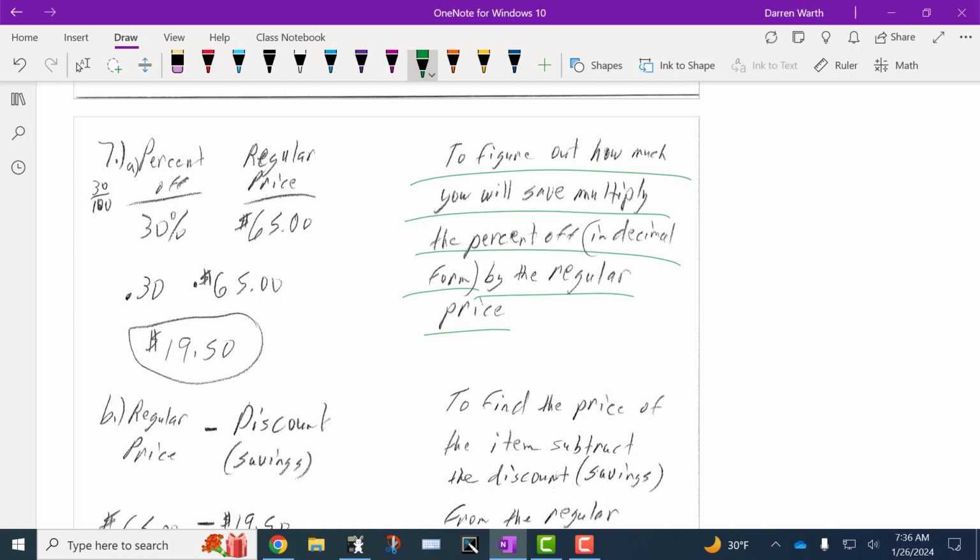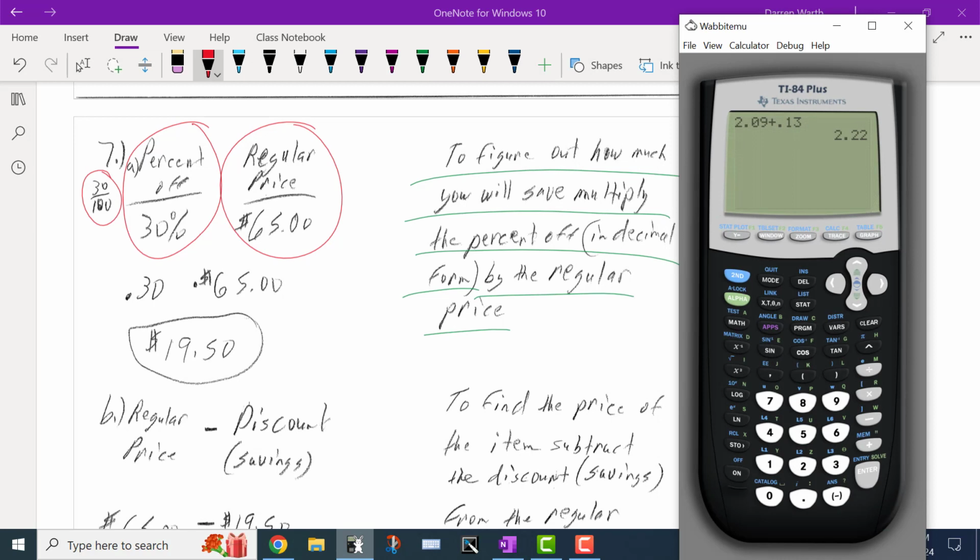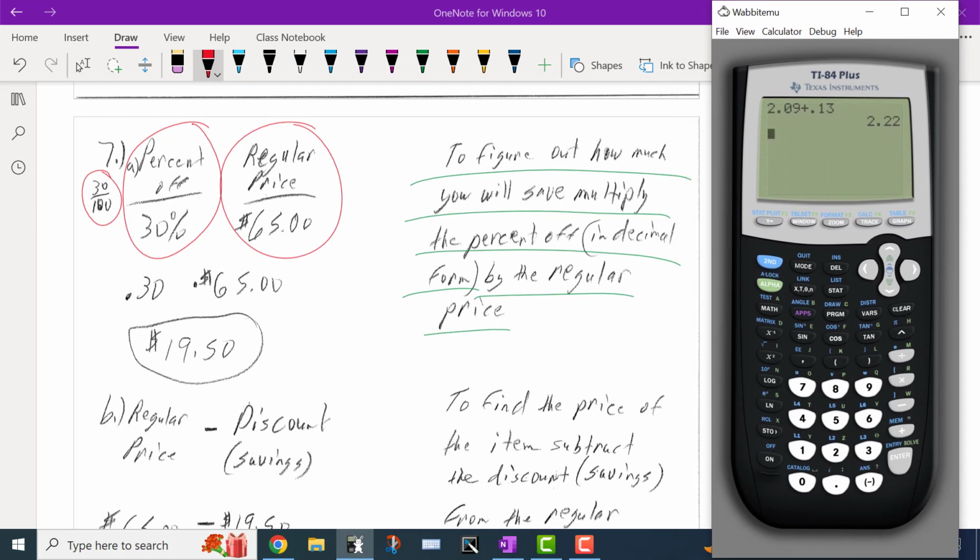So here again, we've got 30% off, the regular price is $65. I'm going to go ahead and change this by taking my calculator and dividing 30. You drop the percent, divide by 100, and that comes out to be 0.3.